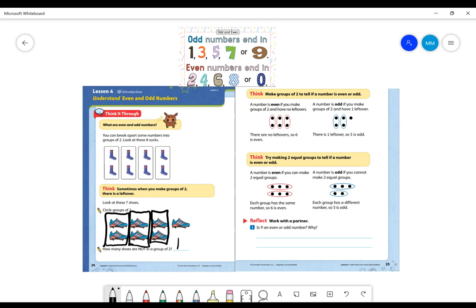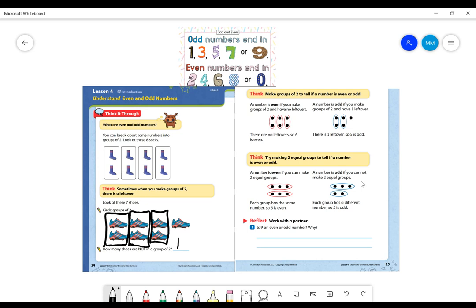It says a number is even if you make groups of 2 and have no leftovers. A number is odd if you make groups of 2 and have 1 left over. There's 1 left over, so 5 is odd. There are no leftovers here, so 6 is even. It says try making 2 equal groups to tell if a number is even or odd. A number is even if you can make 2 equal groups. A number is odd if you cannot make 2 equal groups.